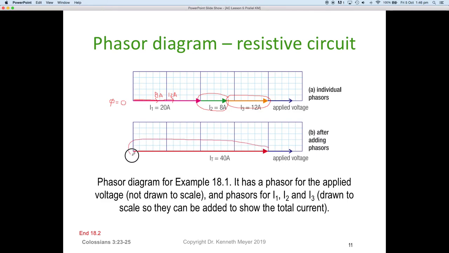So we end up with this one here with our 40 amps in total, which is simply the 20 plus the 8 plus the 12, giving us a total current of 40 amps, all in phase with the applied voltage because it's in parallel. In this phasor diagram, it has a phasor for the applied voltage, not drawn to scale, the voltage doesn't matter. And then we have to draw the current phasors, I1, I2, and I3. They have to be drawn to scale so they can demonstrate the appropriate current.